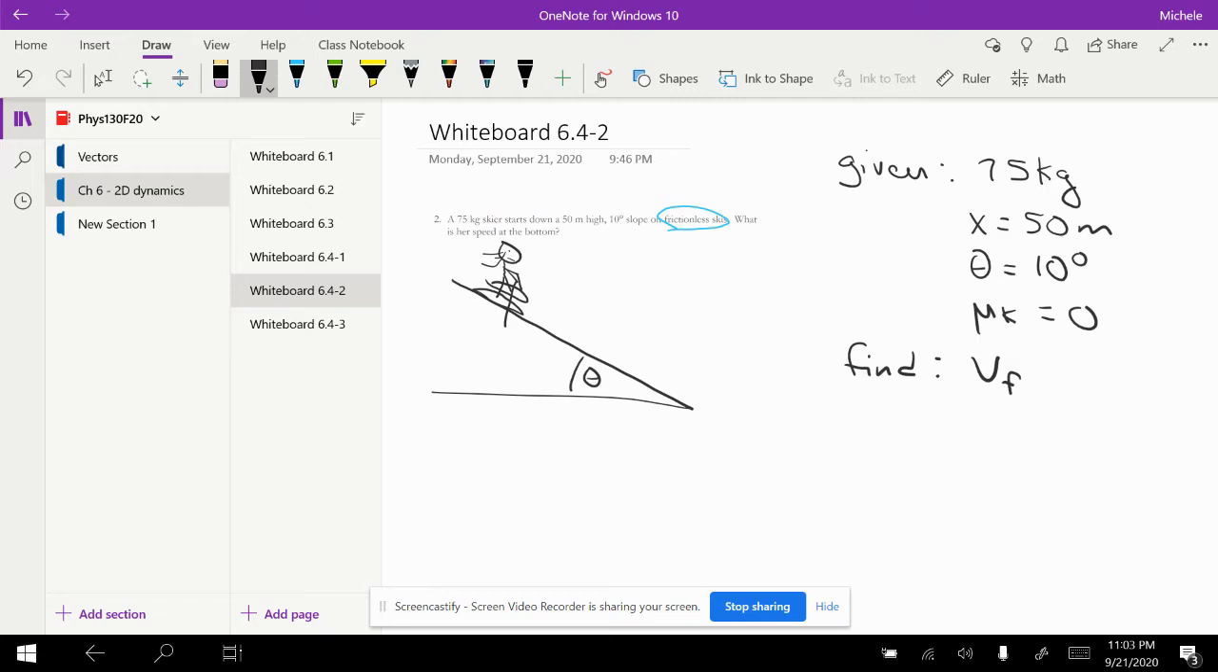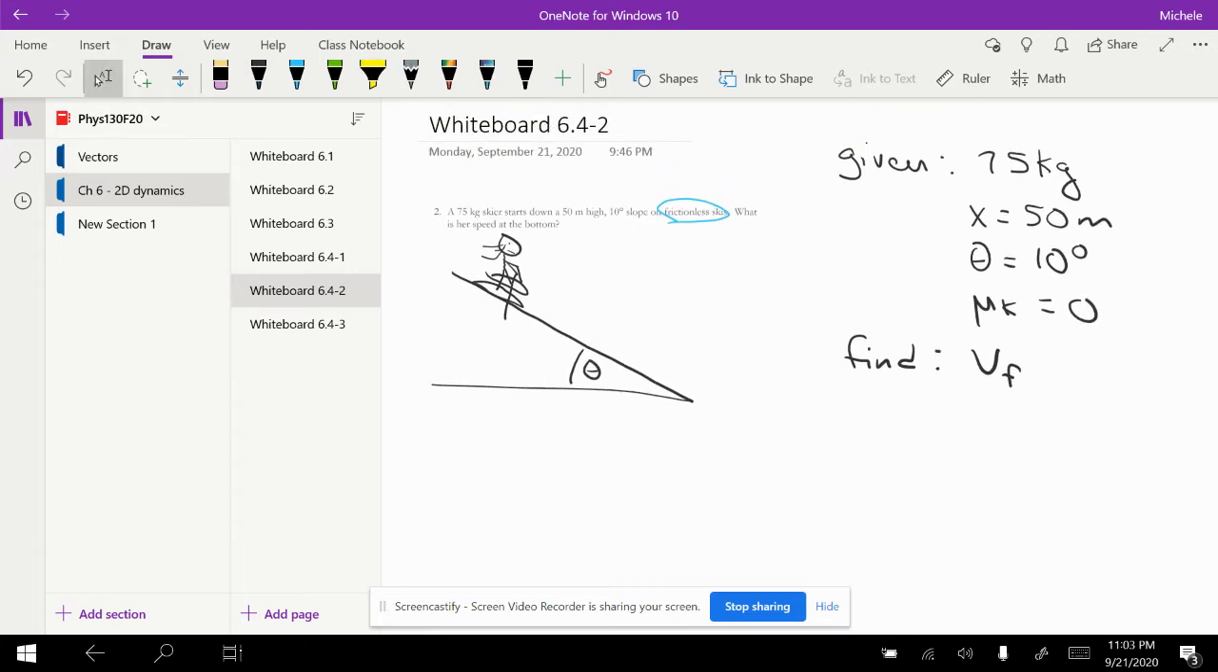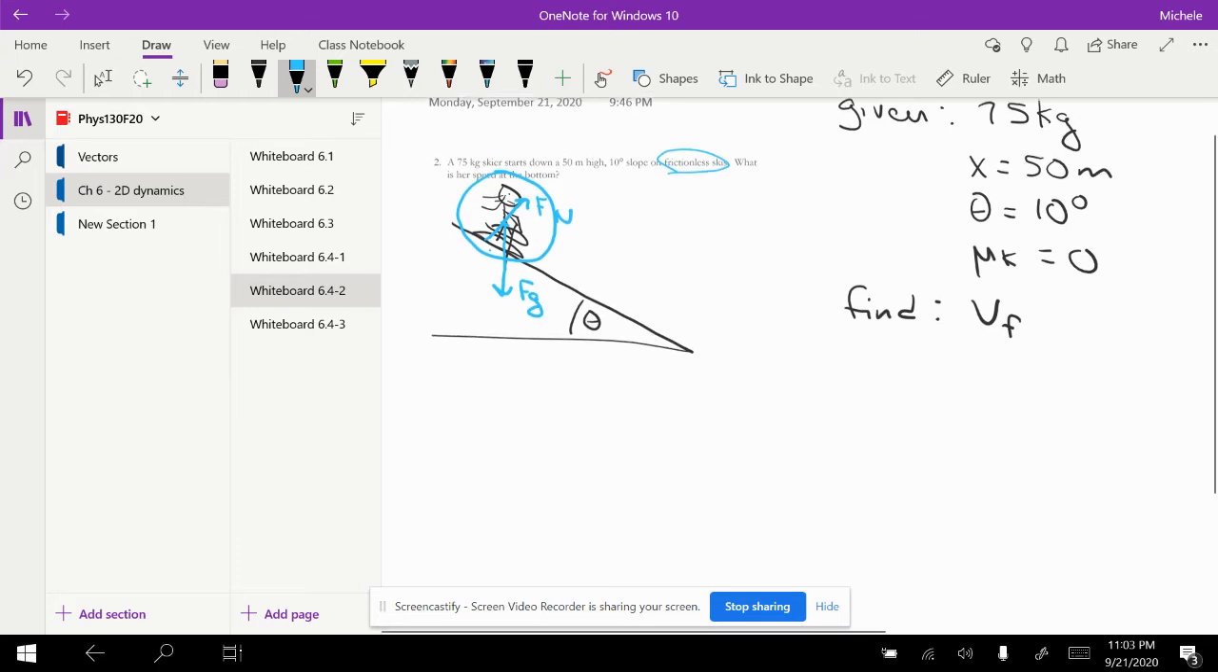And so on this problem, we'll do our boundary first. So if I do my boundary, it's around here. She's going to have the force of gravity down, and she's going to have the normal force up. So remember, the normal force is always perpendicular to the surface. She would also have friction, but she isn't because she has frictionless skis. So all she has is those two forces based on the information here.